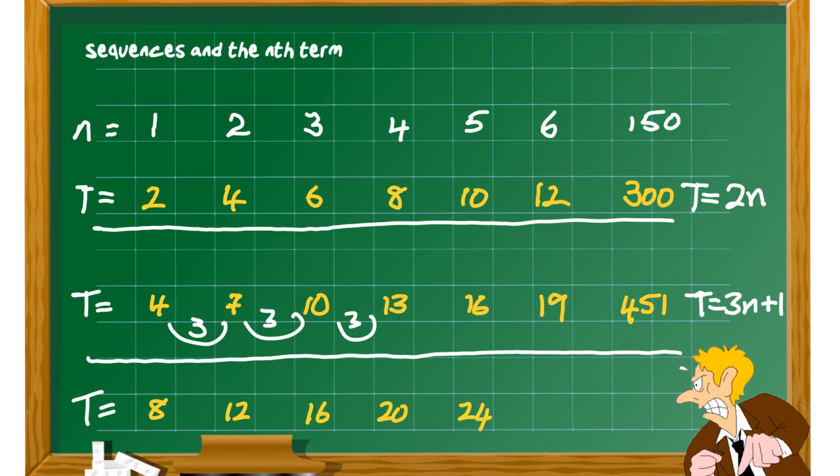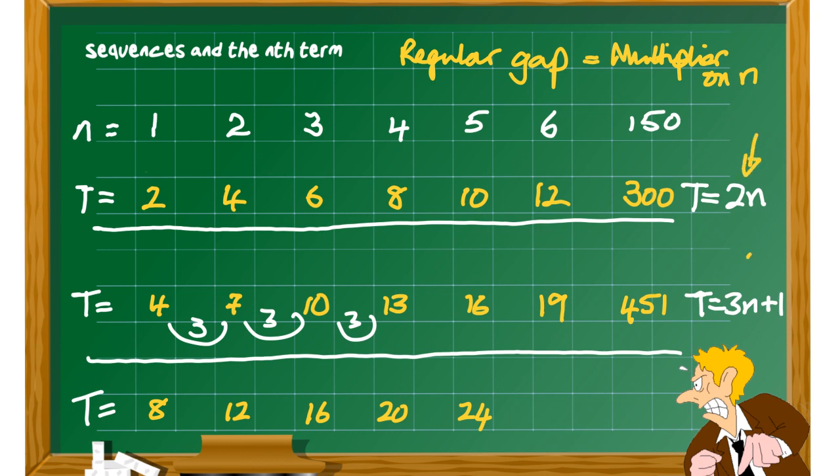And that will be the answer for the 150th term. Let's do it one more time. And I must stress, I'm going to write it down: if you have a regular gap, that equals what we would call the multiplier. So in this case it was 2, in this case it's 3.